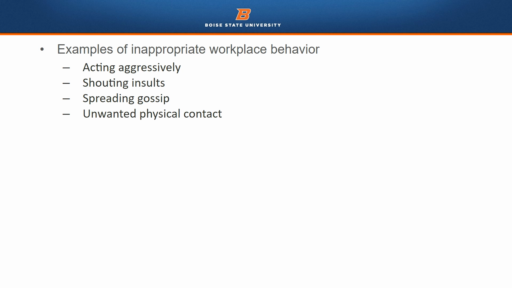Any unwanted physical contact. I can't stress this enough. In the workplace, do not touch other people. You should keep your hands to yourself. This is something we all learned in elementary school, but some people forget. But unwanted physical contact is called sexual harassment. It is both a crime and a civil offense.